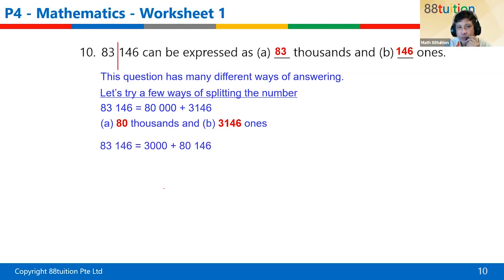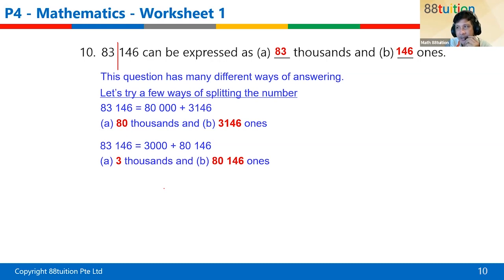So it can be split into 3,000 plus 80,146. If this is the way I'm splitting, then my A is only 3,000. My B will take the rest, so it's 80,146 once. I think you're getting the drift.